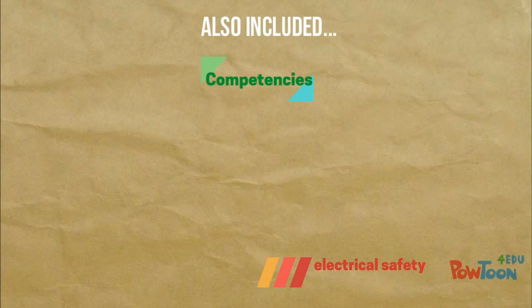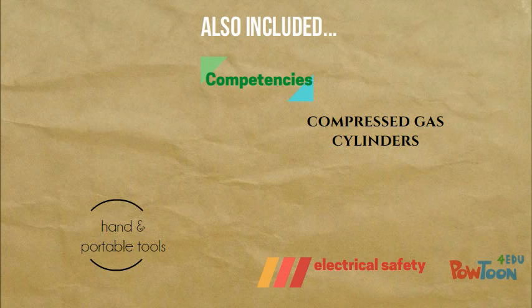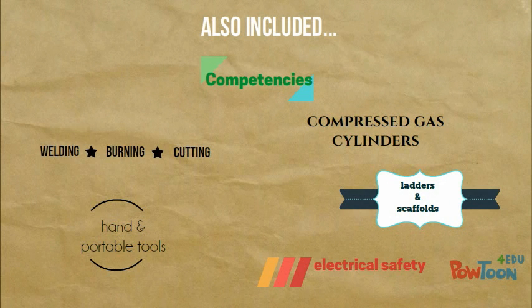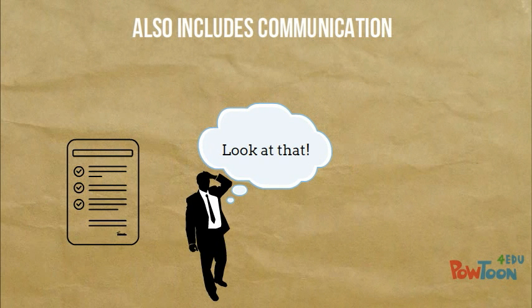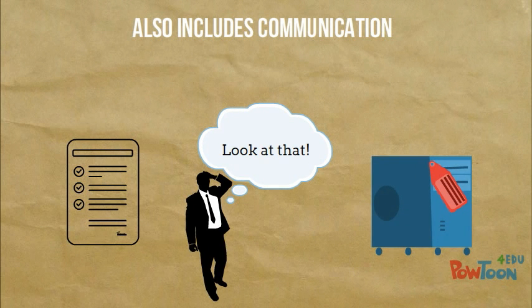An important part of the induction process is the identification, required competencies and reporting of hazards as they relate to electrical safety, compressed gas cylinders, hand and portable tools, ladders and scaffolding, welding, burning, cutting and working at heights. New employees are typically informed on hazard communication and relevant work process requirements. This may include information on safety data sheets, incident reporting, observation safety programs, use of labels such as lockout, tagout, hazardous energy controls, and other warning methods such as barricades and so on.